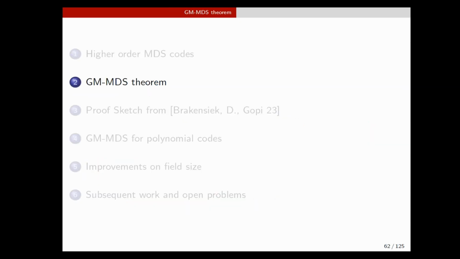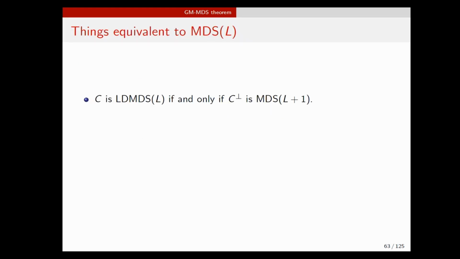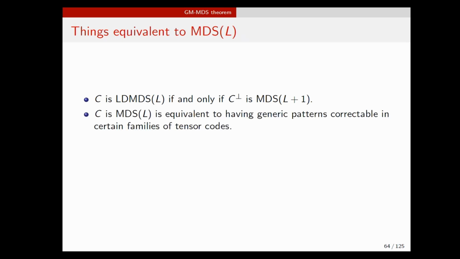Okay. So the GM-MDS theorem basically says that Reed-Solomon codes are MDS. But at least right now, what we saw earlier was that codes which achieve optimally the decoding property are the same as the dual being MDSL plus 1. Turns out higher order MDS is connected to a bunch of other things. As I mentioned before, MDSL was first studied to characterize certain families of tensor codes.